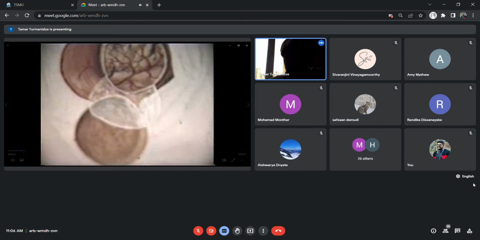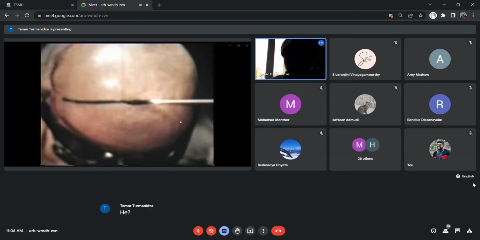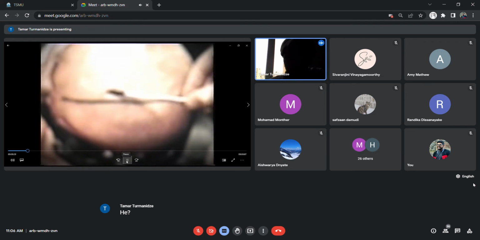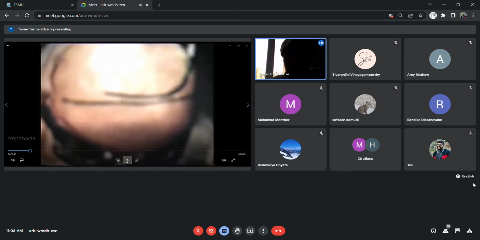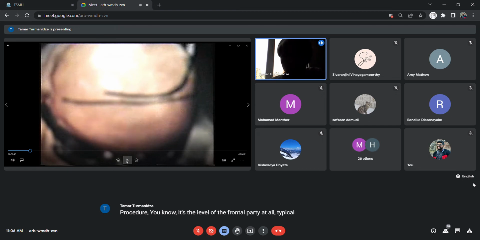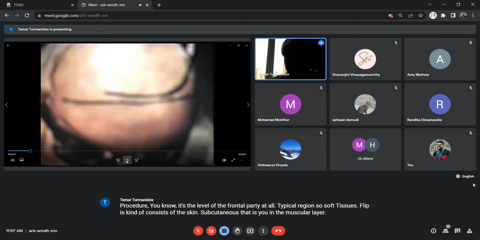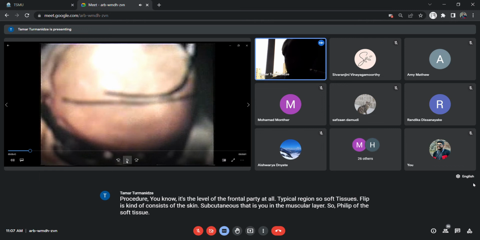If the procedure is done at the level of the parietal body, we can see on the skin the level of incision is marked. If the procedure is done at the level of the frontoparieto-occipital region, the soft tissue flap consists of the skin, subcutaneous tissue, and the muscular layer. So the flap of the soft tissue consists of these three layers. So these three layers are dissected together.